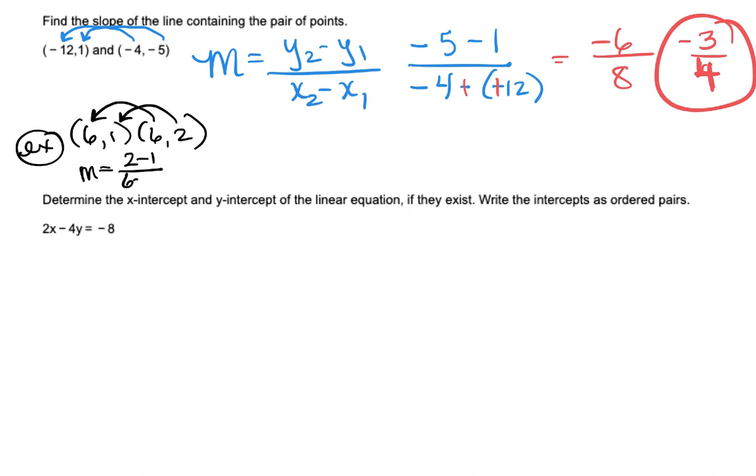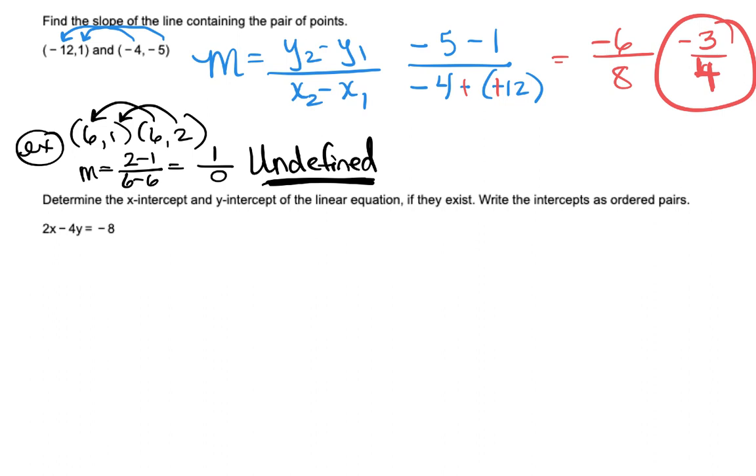The x is 6 minus 6. That gives you 1 over 0. Okay, so remember this. 1 over 0 makes no sense. This is an undefined slope. When you have 0 in the denominator, it's undefined. Does that make sense? This means that this is a vertical line.